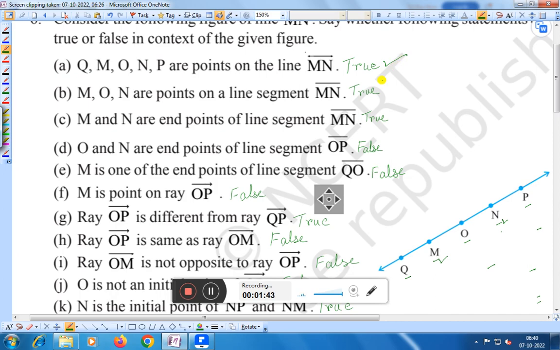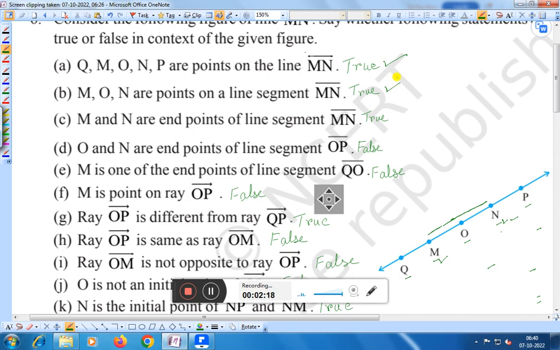Number B. M, O, N are points on a line segment MN. Here I see that M, O, N are points on line segment MN. Line segment MN is this one, from M to N. And M, O, N are points on the line segment MN. That is also true, right?